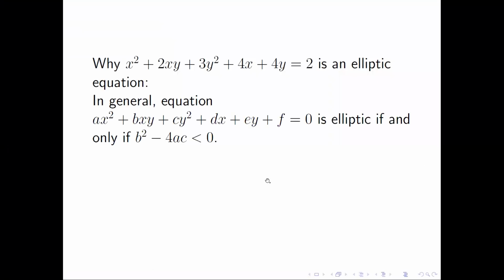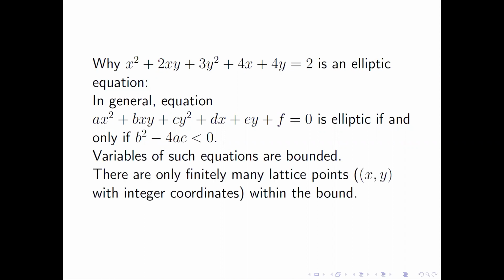In general, a quadratic equation ax squared plus bxy plus cy squared plus linear terms equals 0 is elliptic if and only if b squared minus 4ac is negative. As I just mentioned, the variables of such equations are bounded and there are only finitely many lattice points within the bound.